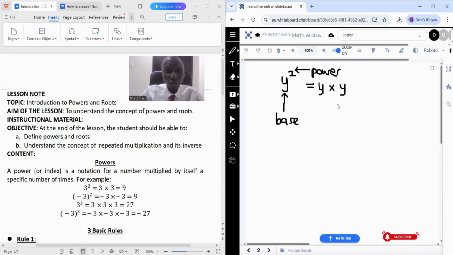So now let's look at some examples. The first example here, we're asked to simplify 3 raised to the power 2. Here we have 3 to be the base, and we have 2 to be the power. So here we want to multiply 3 in two places. So we can have this to be 3 times 3. We're going to have this to be equals to 9.